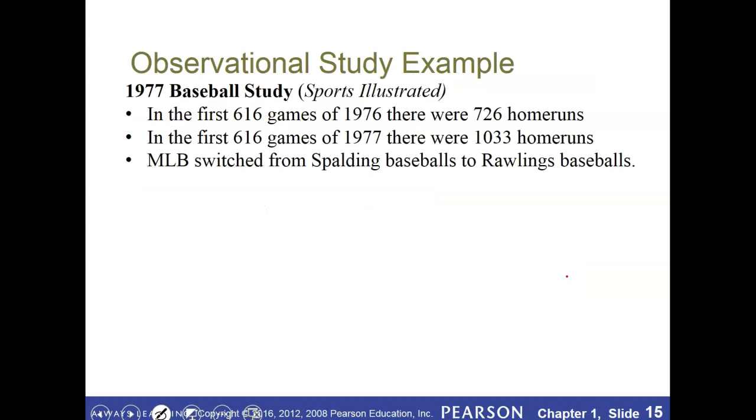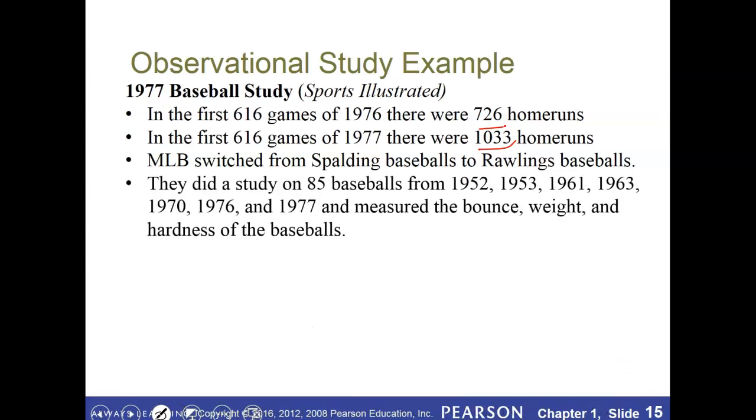So for example, let's take a look at this. In 1977, getting back to baseball, in the first 616 games in 1976, there were 726 home runs. But in the first 616 games in 1977, the home runs increased to 1,033 home runs. So they wanted to figure out what was causing it. So they thought, well, maybe it was the baseballs. Major League Baseball switched from Spalding baseballs to Rawlings baseballs in 1977.